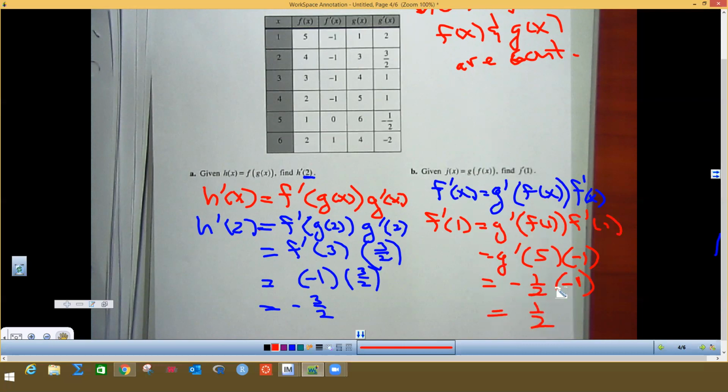And again, after you plug these in, you could have stopped. I could have stopped here, and I could have stopped here. But this will be a multiple choice question, and they will have -3/2 and 1/2.